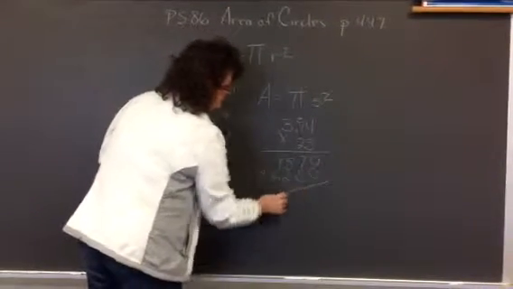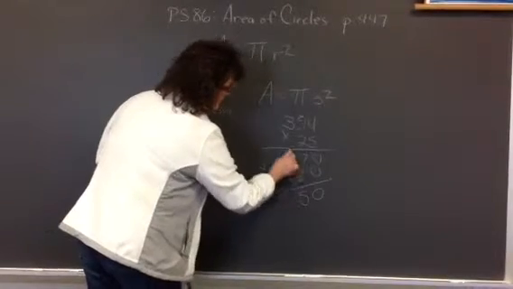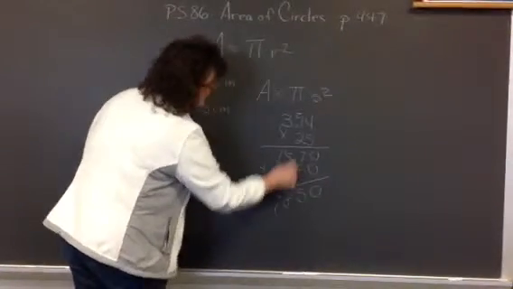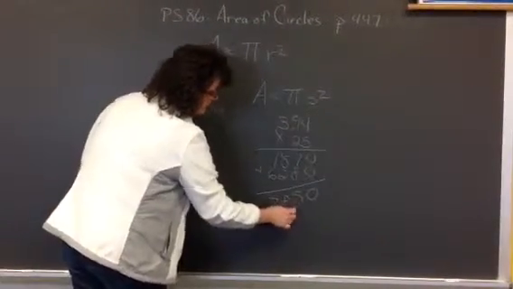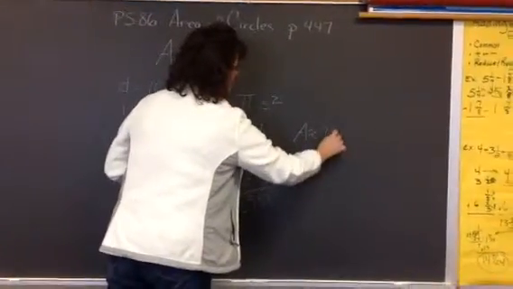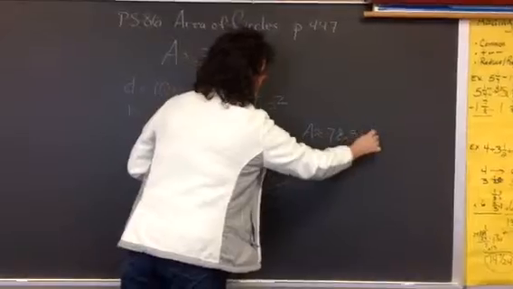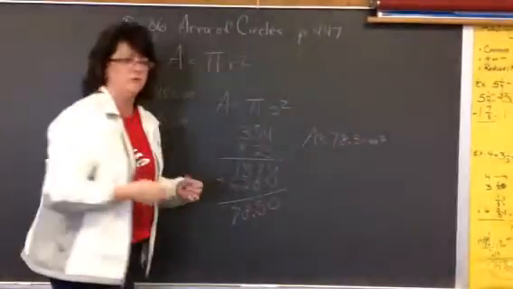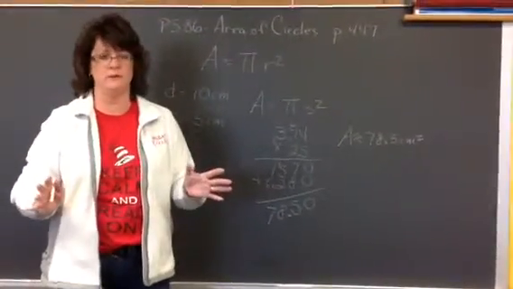Add those up. Add up your decimal points. And so area is almost equal to 78 5/10 centimeters squared. So the area problem, no big deal.